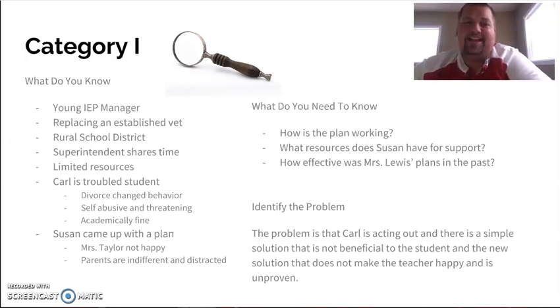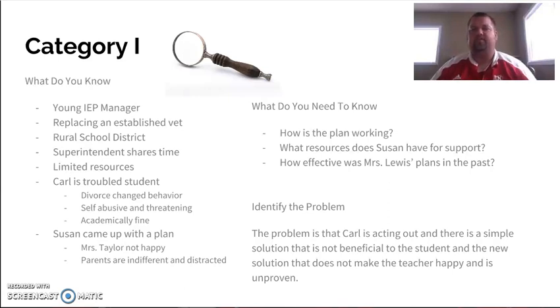What do I feel like I need to know is, how is the plan working? Susan had a plan. How is it working? Second, what resources does Susan have for support? And third is, how effective was Mrs. Lewis' plan in the past? That was the IEP manager before. How effective was it? And why did it stop working?